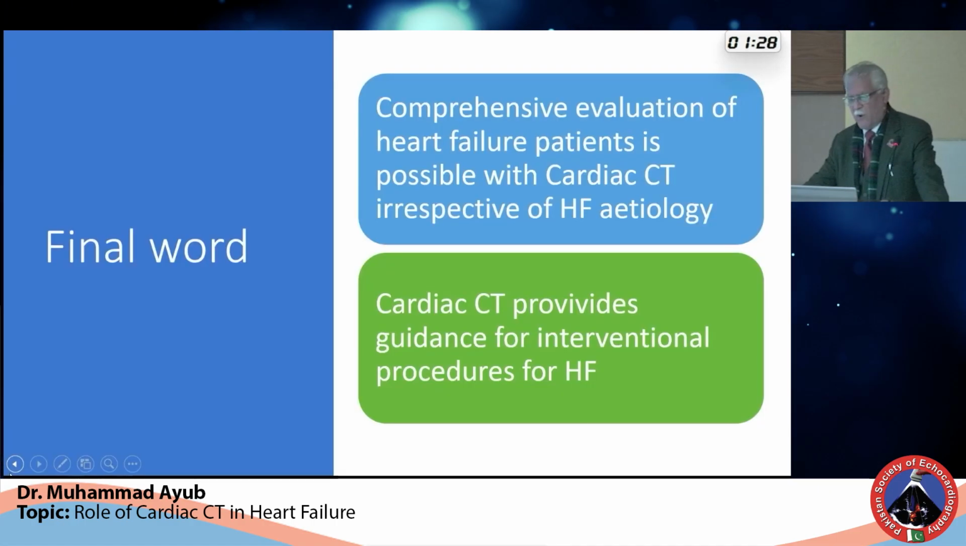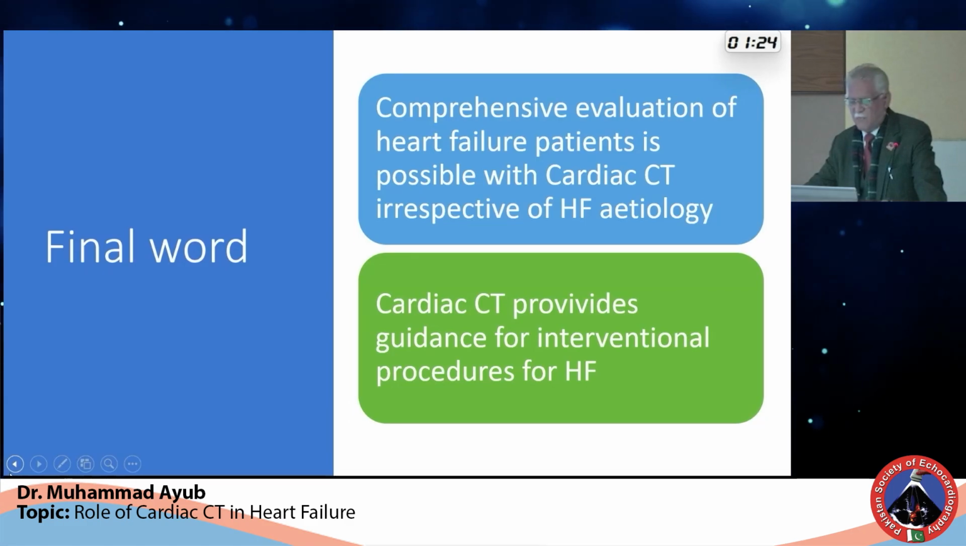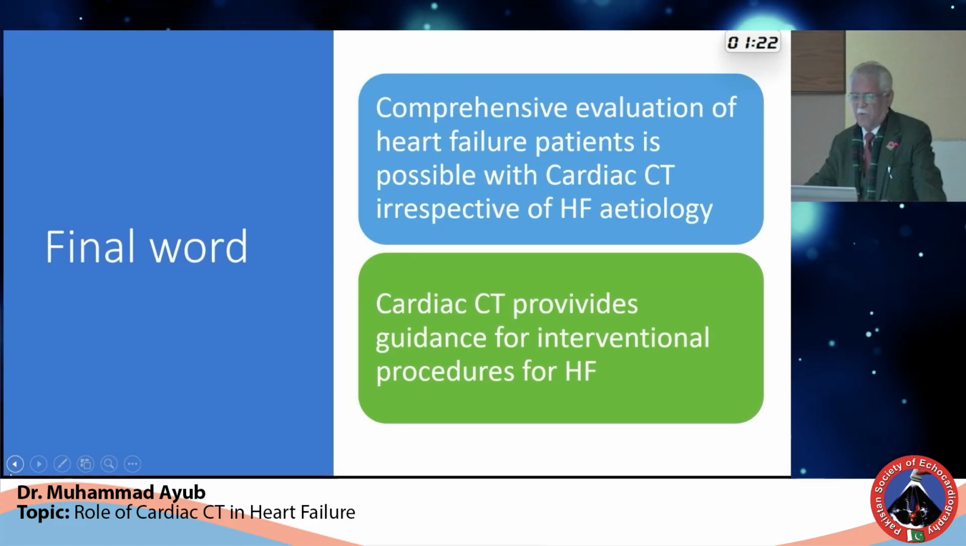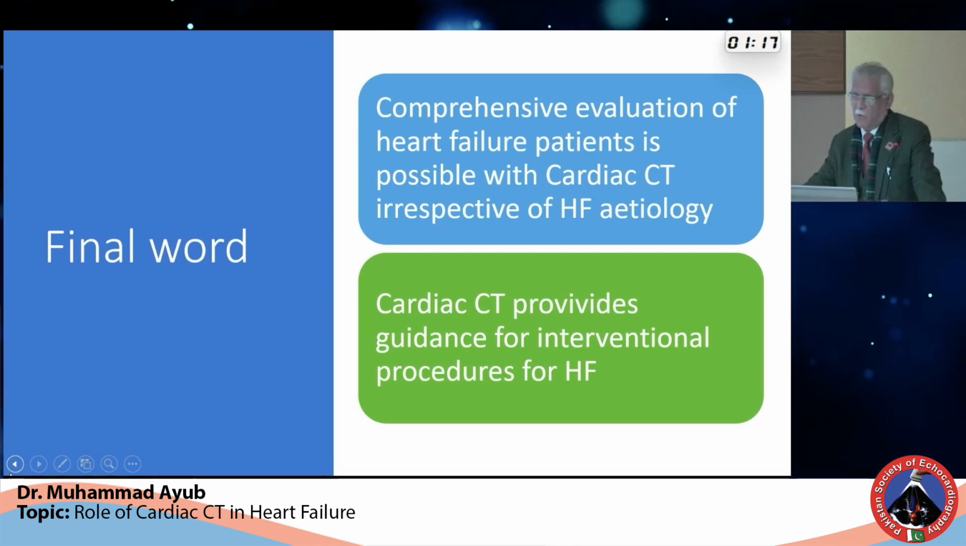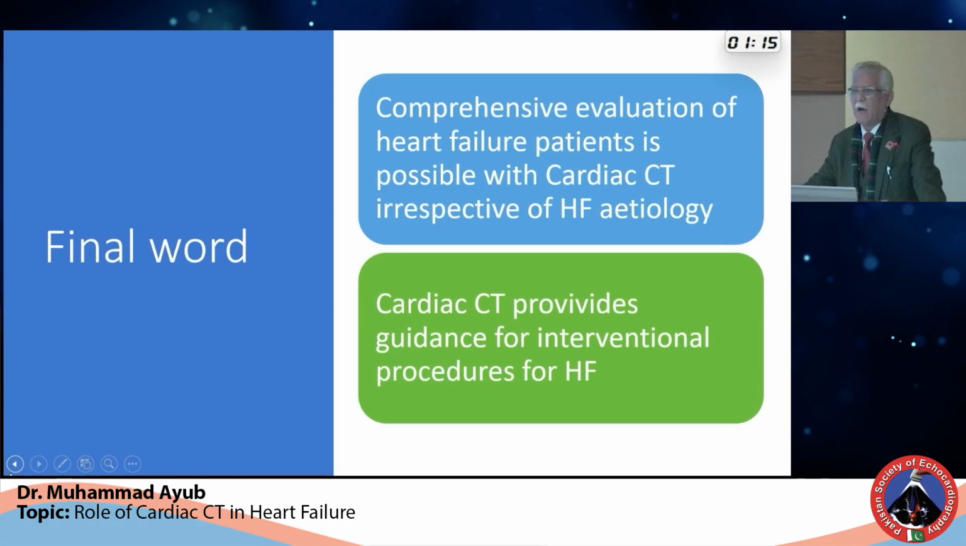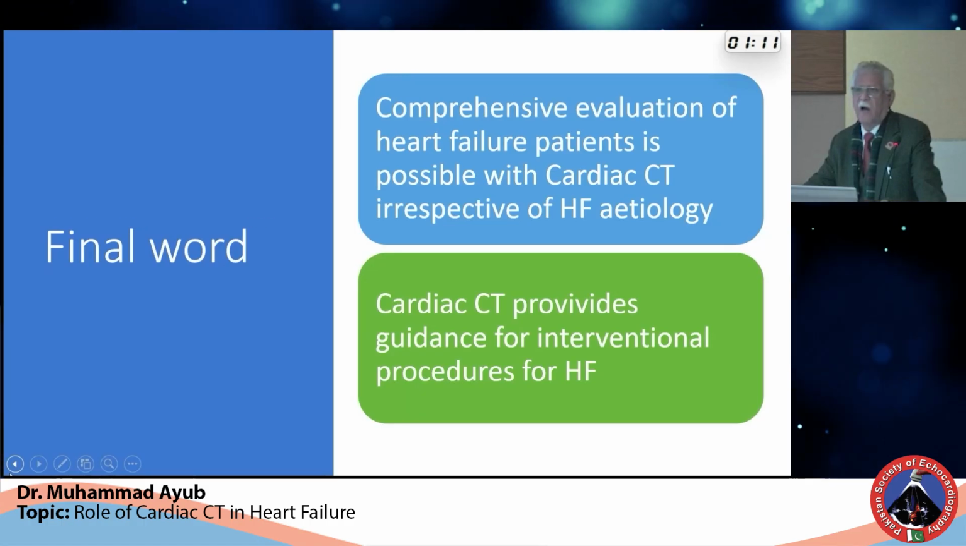So the final word, or the take-home message, is that comprehensive evaluation of heart failure is possible with cardiac CT, irrespective of its etiology. And cardiac CT provides guidance for interventional procedures for heart failure.